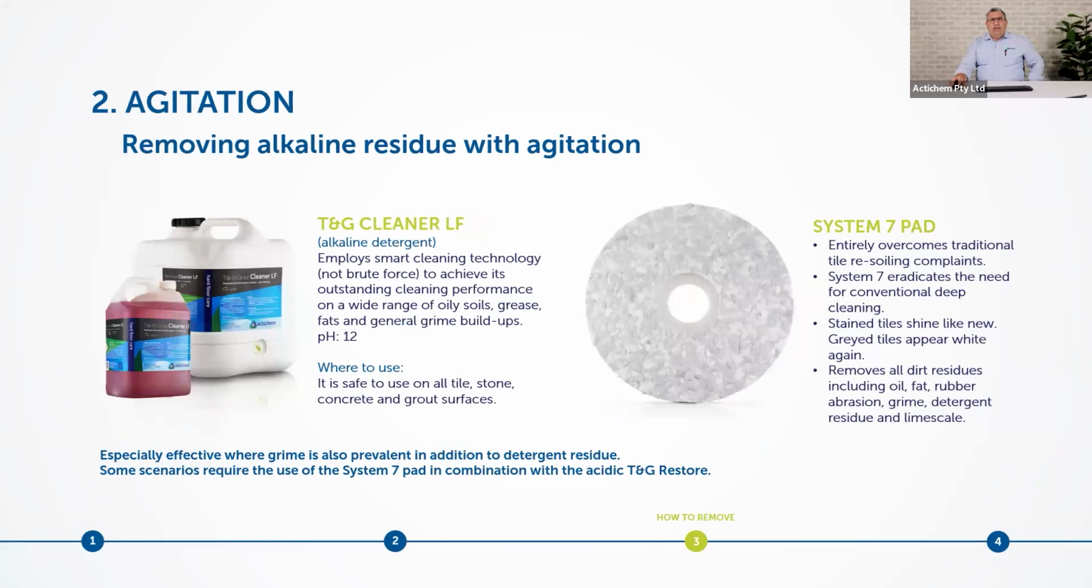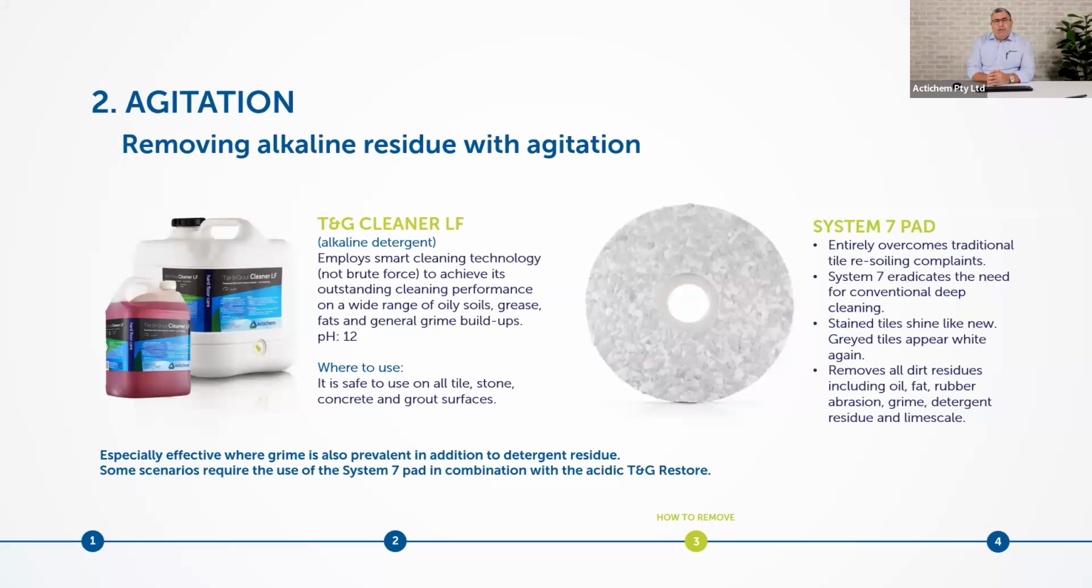Now, let's have a look at the agitation or the mechanical way of reversing that alkaline residue. And this is through the use of the System 7 pad. Now, many of you would have used the System 7 pad, discovered its incredible cleaning power. It is a melamine structured pad, quite different in a sense to the traditional straight white ones, mainly due to the fact that the System 7 pad has incredible flexibility. So it doesn't break, it doesn't shred, it lasts for a lot longer with increased cleaning power. So you might call it the commercial version of those original white pads.